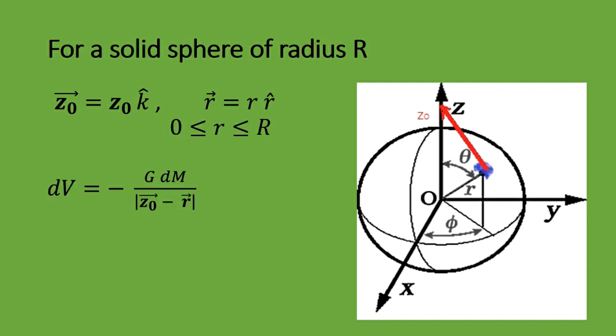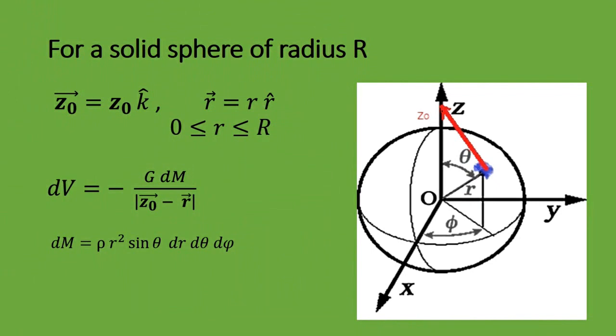Now, if you think about this small blue volume that I'm drawing, this small mass is producing a gravitational field at point z0. And if you watched video number 2, you know that the small potential produced by this small mass is minus the constant G times the small mass of the blue piece divided by the distance between this small mass and the point z0.